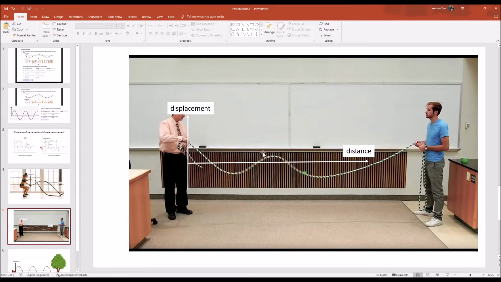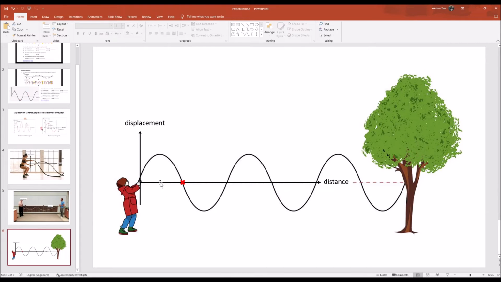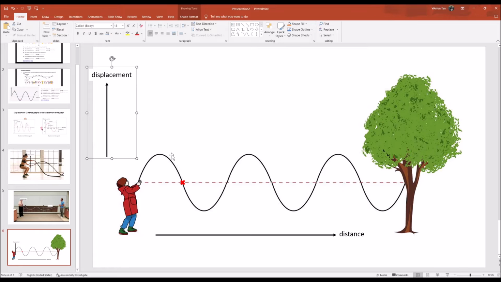It's the same. Basically the displacement distance graph is a snapshot. The person is doing the rope waves, so it's moving, but I took a picture, and then I want to know how the displacement differs along the rope. At this point, the displacement is 0 and so on. Maybe a better picture is this. Let's take away the axis first.